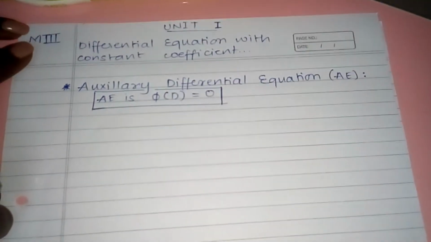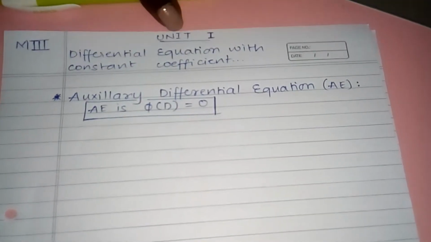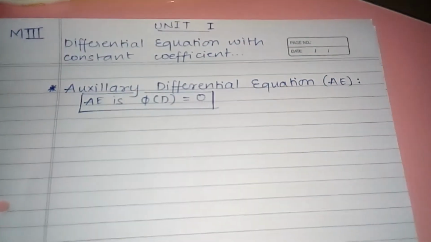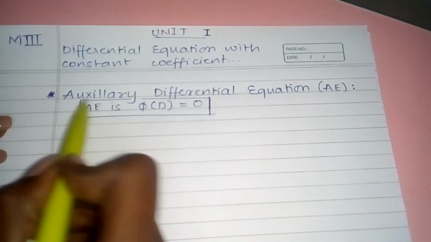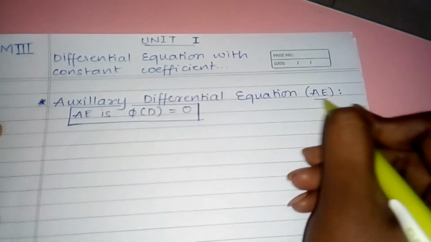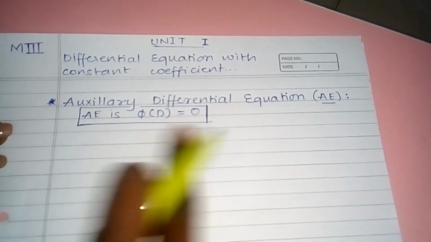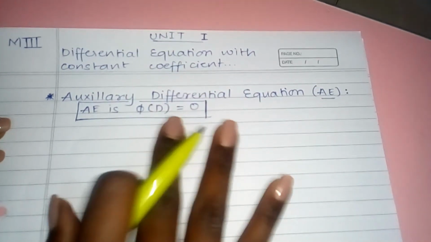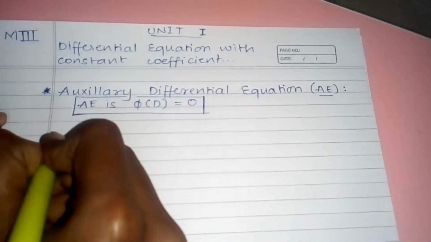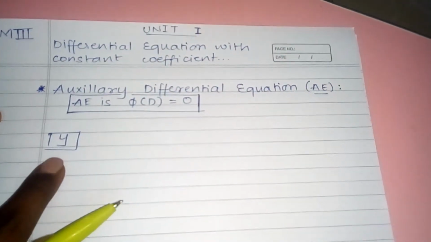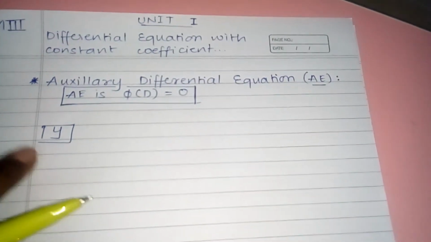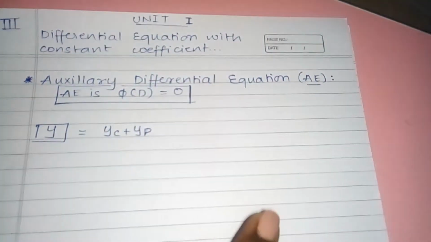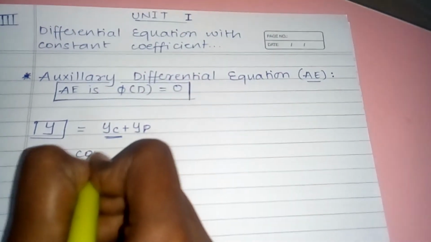This is the first chapter of M3, first unit, that is differential equations with constant coefficients. In this, the first term to be noted is the auxiliary equation, that is the AE. In AE, this is the statement which we have to know. AE is phi of D is equal to 0. It is always the same. In the entire sum we have to find y, and the formula is y is equal to yc plus yp. So yc is the complementary function.